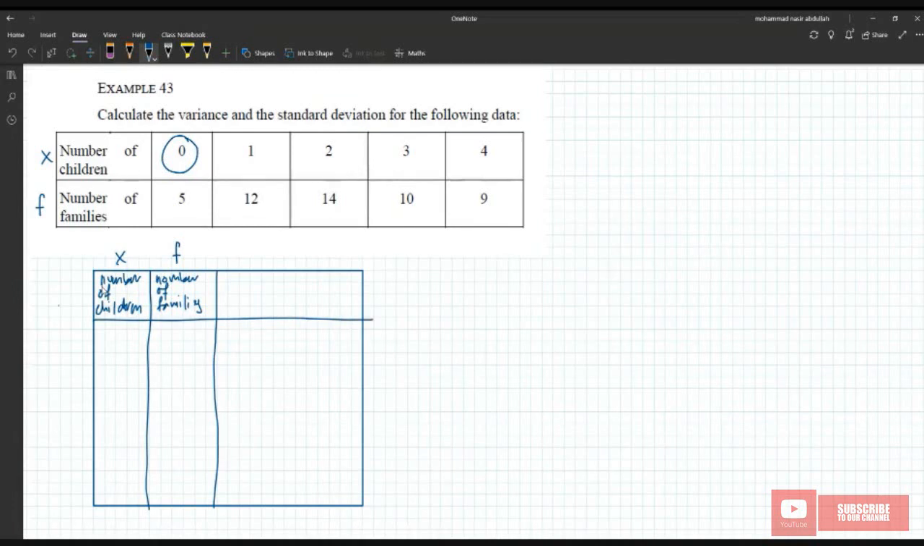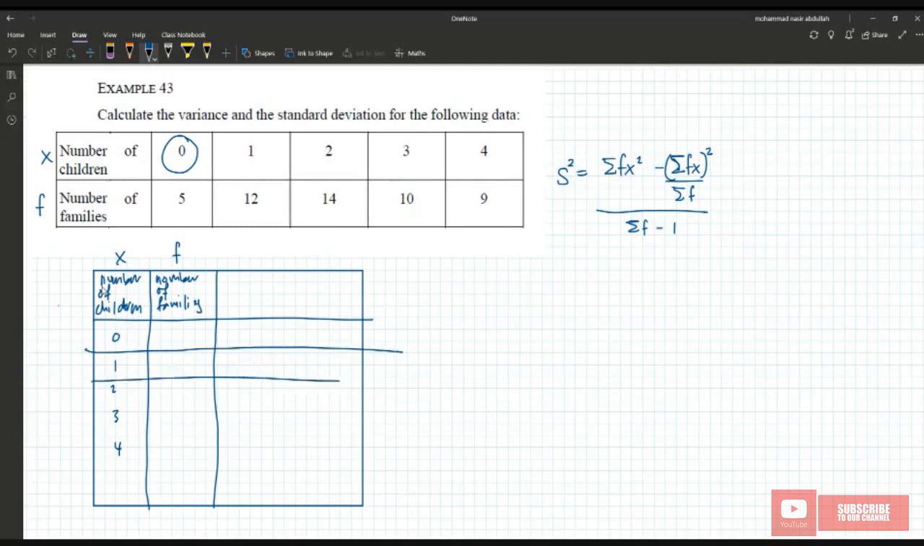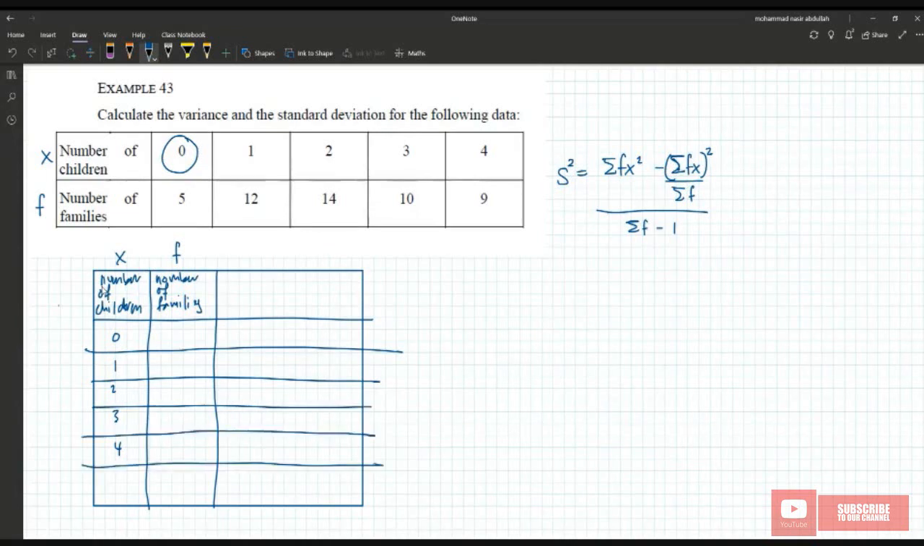Since this is grouped data, calculating the sample variance should be equal to the summation of fx square minus the summation of fx, squared, divided by the summation of f, and everything divided by the summation of f minus 1. So X is 0, 1, 2, 3, 4, and you will have 5 rows representing the classes. The last row is the total. So f is 5, 12, 14, 10, and 9.